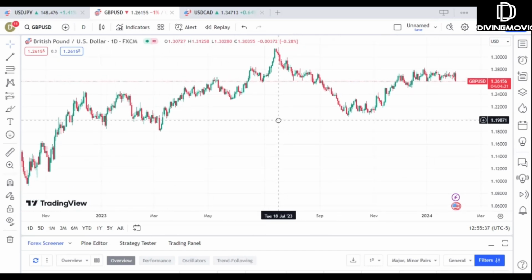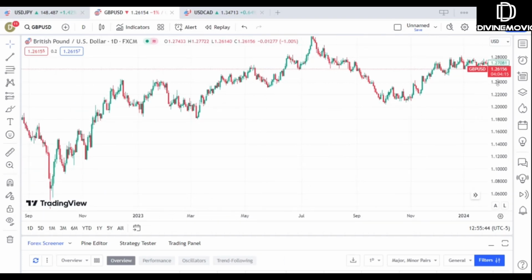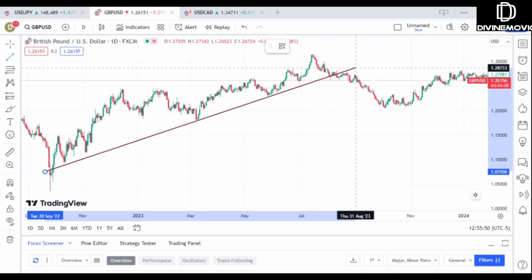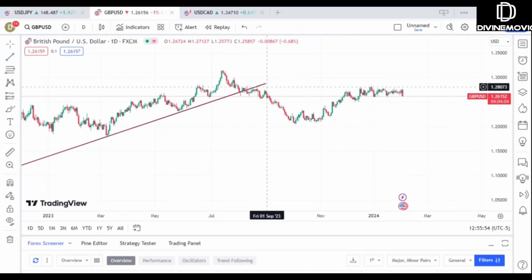But remember, our eyes are not what we want to look at. Our eyes are not telling us what to do in the market. Now, if we look backward, we will see that price was in an uptrend here. Price was in an uptrend here, and price broke below this trend and gave us this low here.